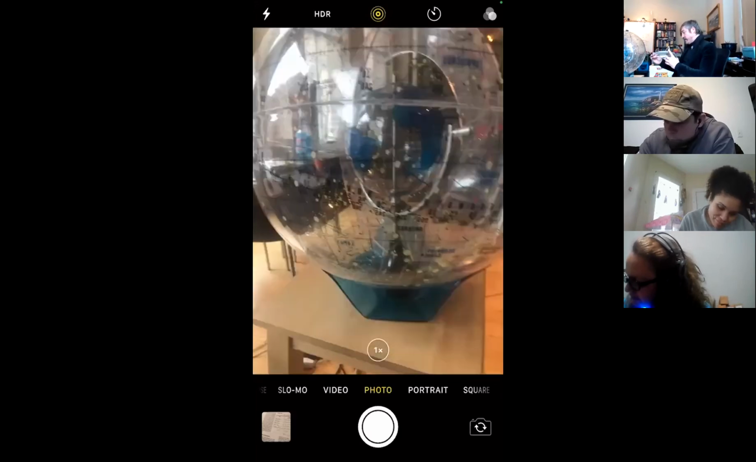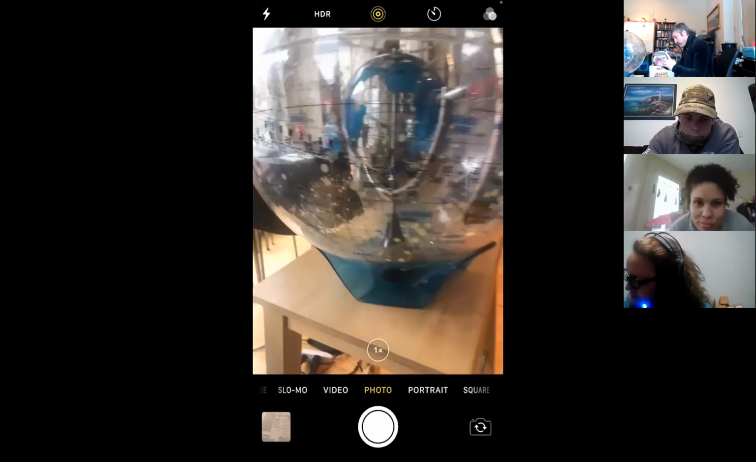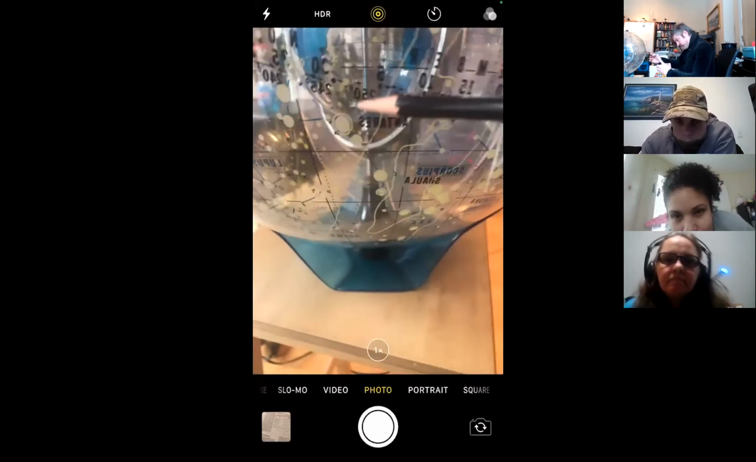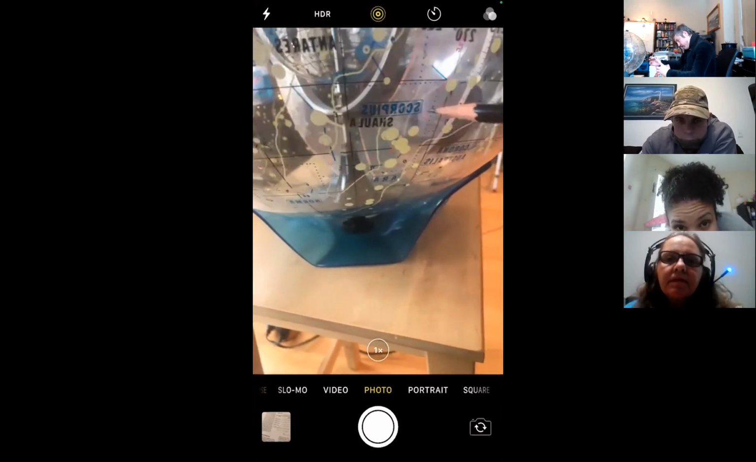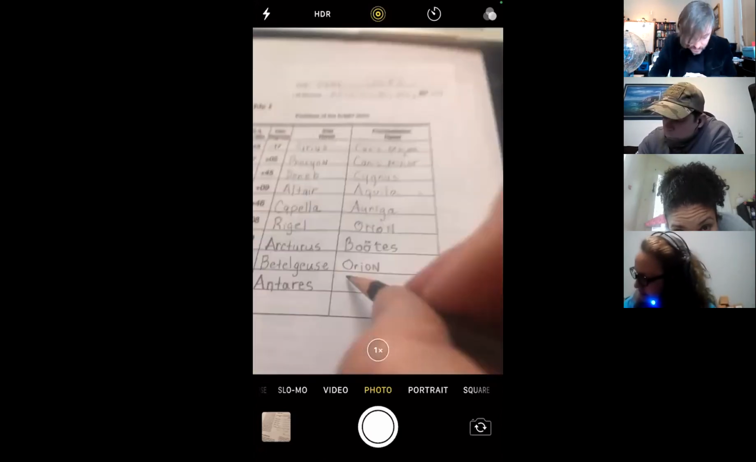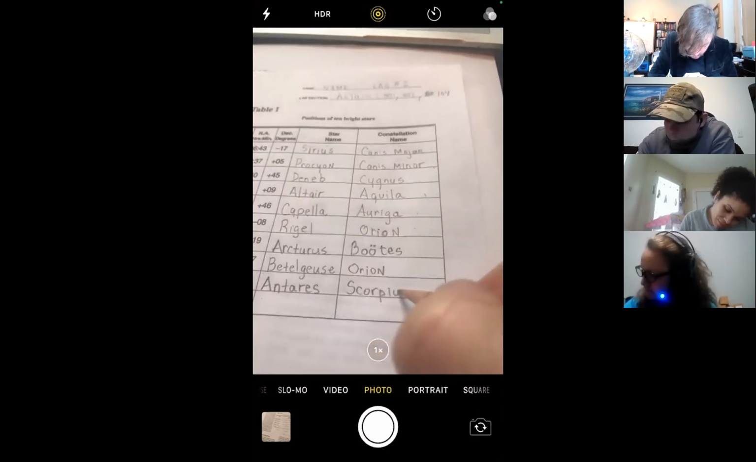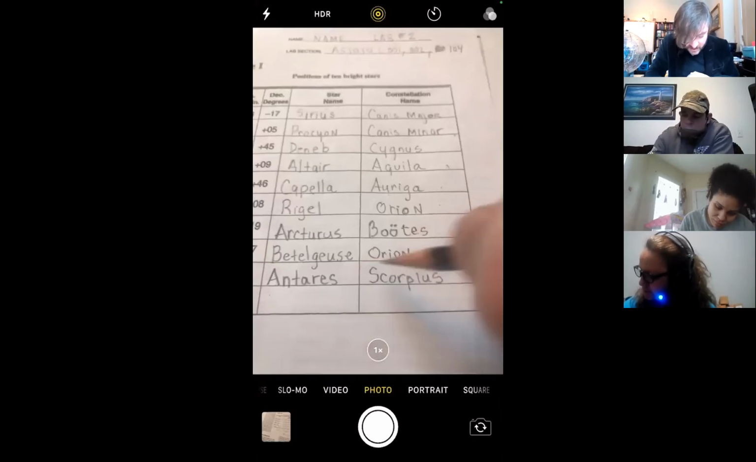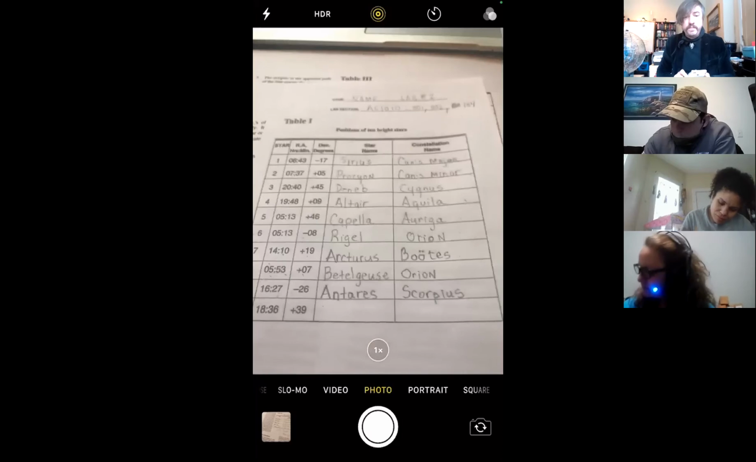And Antares, where are you there, Antares? Here you are. Antares is kind of tricky to see the constellation. You have to follow this line down. And it's actually part of Scorpius. So this is probably the stinger. This is the scorpion, and that's its little stinger there. Okay.